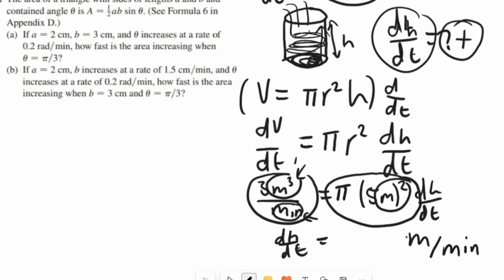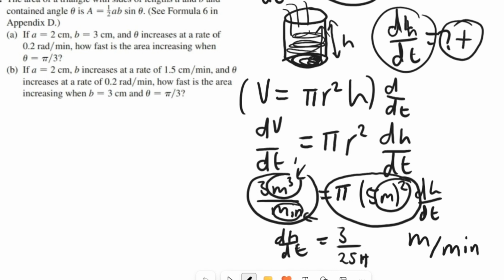That's what I mean by the units are going to cancel as well. We are looking at the rate at which height is changing with respect to time. Height is measured in meters, so the rate at which it is changing is meters per minute. The answer here is 3 over, not 5 pi, 25 pi, because 5 squared multiplied by pi is 25 pi. We divide by 25 pi on both sides and get 3 over 25 pi meters per minute. I hope that one is clear.